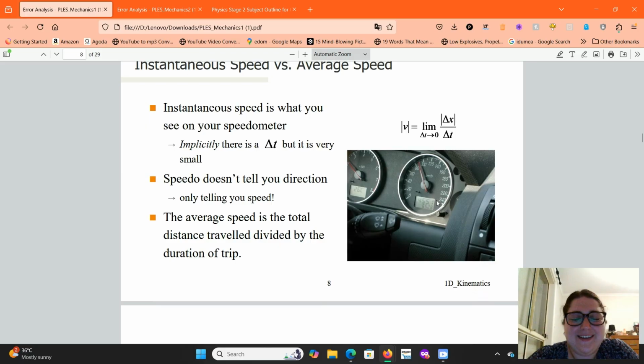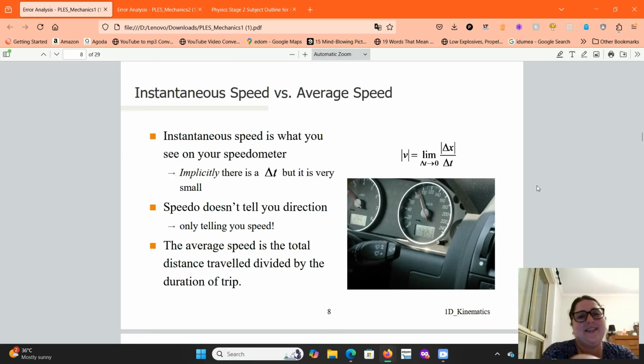Alright, next. Instantaneous speed versus average speed. Instantaneous speed is what you see on your speedometer. I'm assuming you all have your license or have at least driven a car, preferably with your license or on your L's. Implicitly there is a delta t, but it is very, very small, to the point where it's basically negligible. A speedometer does not tell you your direction; it just tells you your speed. That's why it is a speedometer, not a velocidometer.